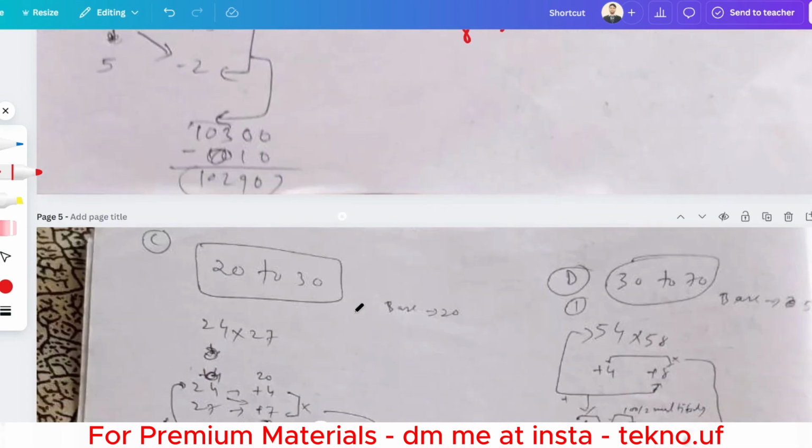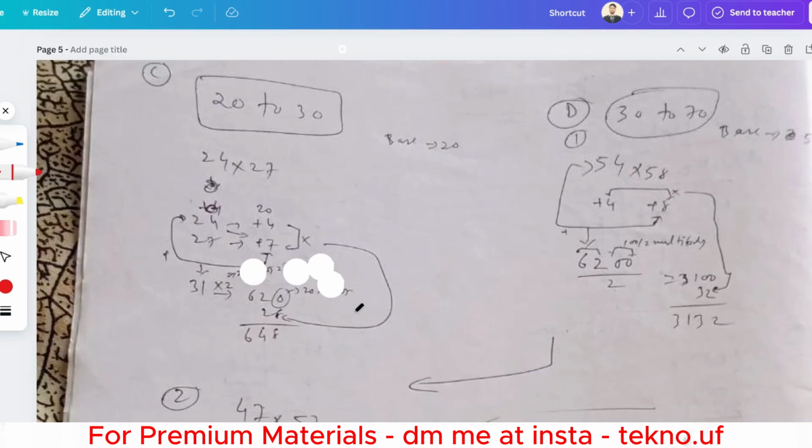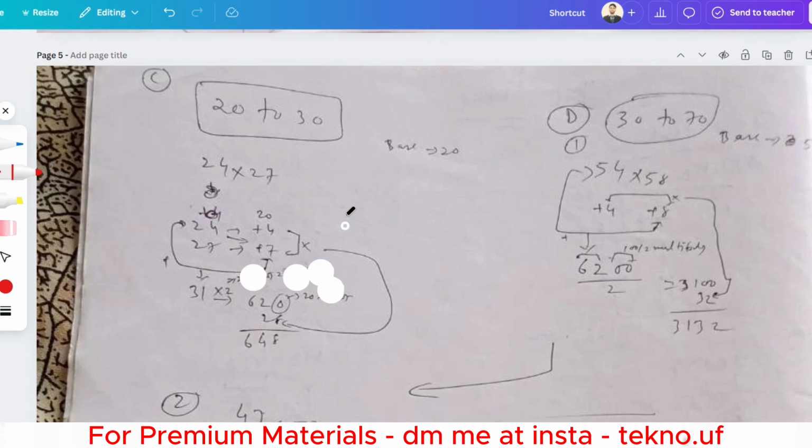This is the new range, 20 to 30. For 20 to 30, it is almost the same, but with a little change. For this, the base is 20. So 24 and 27 you are multiplying, 24 and 27. The base is 20, so 20 plus 4, 20 plus 7. Here 24 and 7 is what? 31, right? Just remember that number, 31.